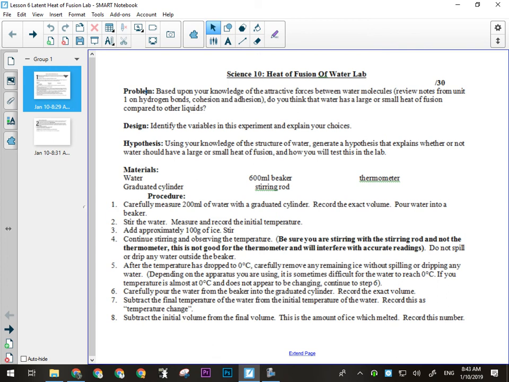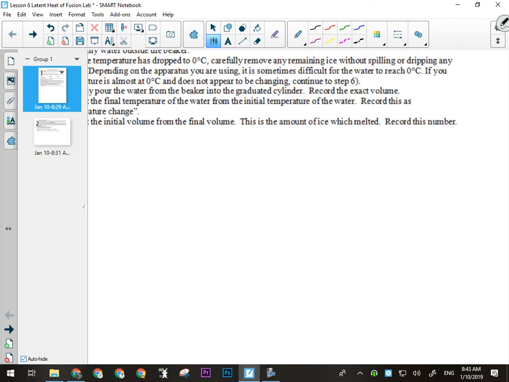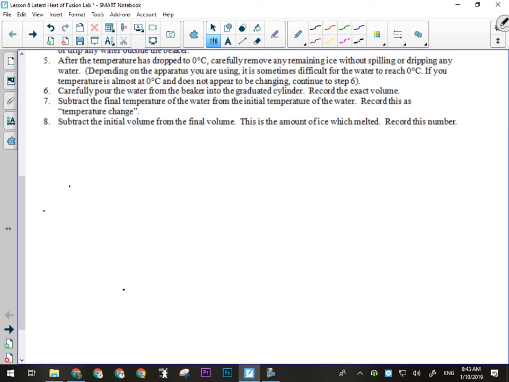The way we're going to do that is we're going to take a known amount of water and add ice to it. And we're going to record the temperature change of the water. Right? So in doing this, we're going to have an initial temperature and a final temperature for the water. So we'll have a change in temperature for the initial starting water that we have.